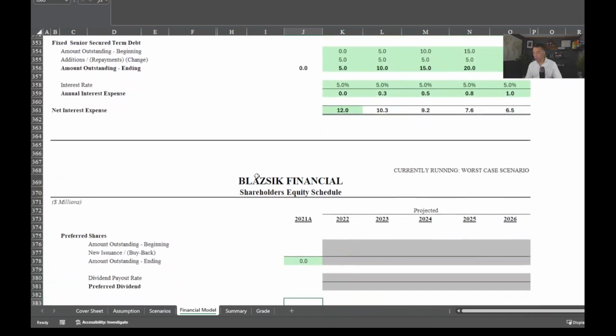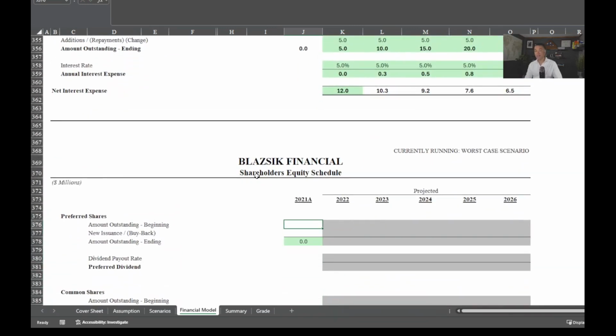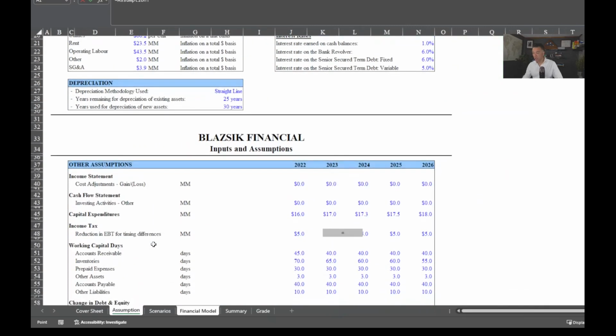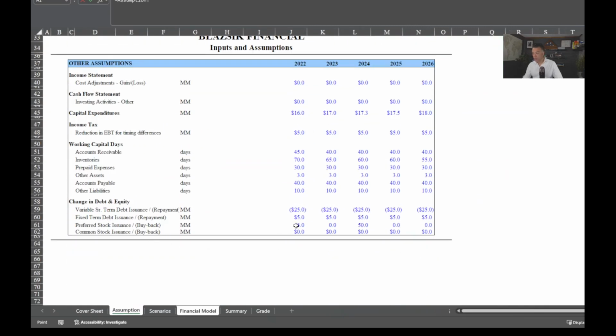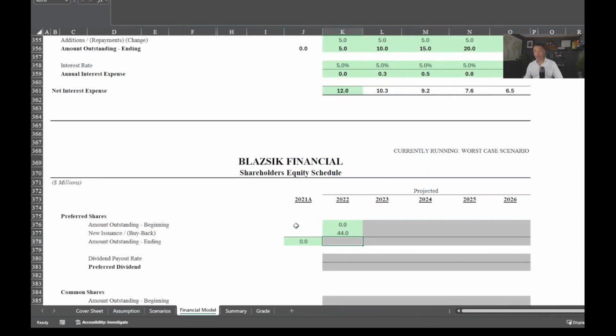This is going to be a total. Remember, the green cell means the number is correct, so it might not always light up until you finish the entire thing. The corkscrew technique means the previous ending balance becomes the beginning of the next year. So we're going to bring that in, and then we want to know, do we have a new issuance or buyback of preferred shares? Well, that's going to be an assumption that we will make. I'm going to go to the assumption page, go down to the preferred shares. If it's positive, that means we're issuing more. If it's negative, we're buying it back.